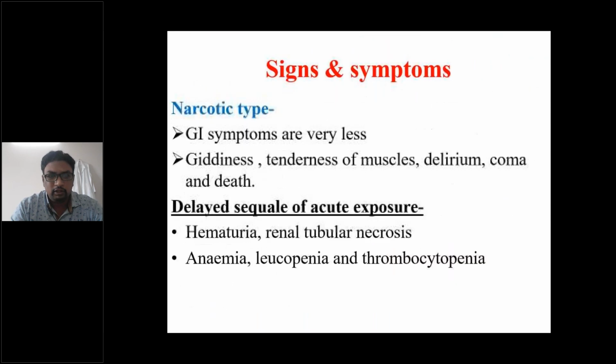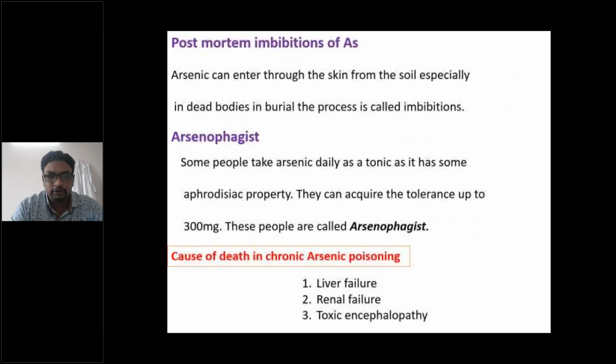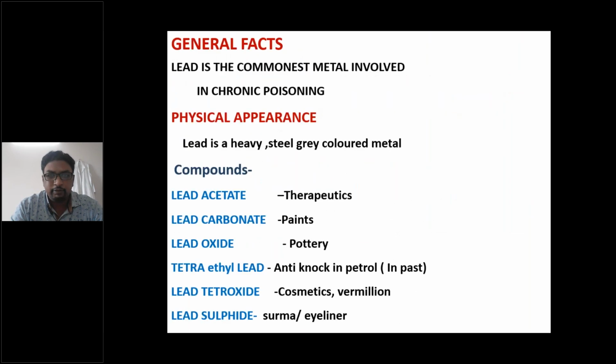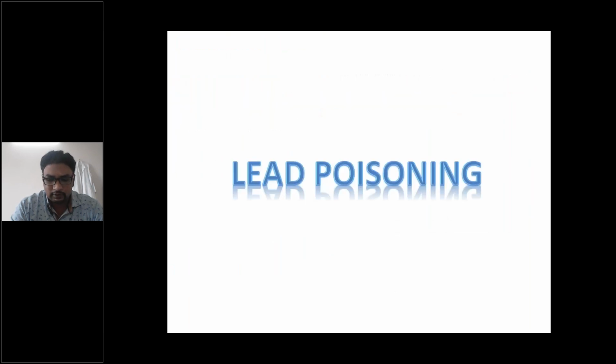So I'm skipping all these things. We have seen arsenic poisoning. Can anyone tell the main points in arsenic poisoning? So we know that in arsenic poisoning we have raindrop type of pigmentation, very important, on palms or on the body.